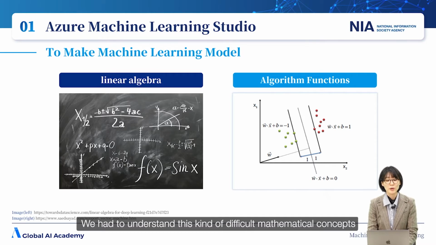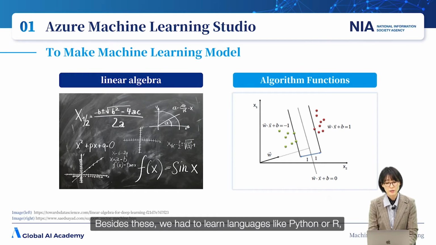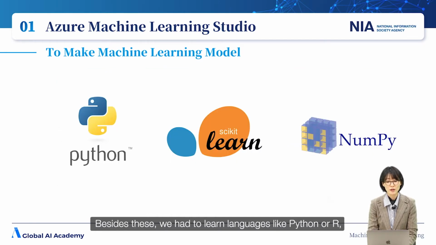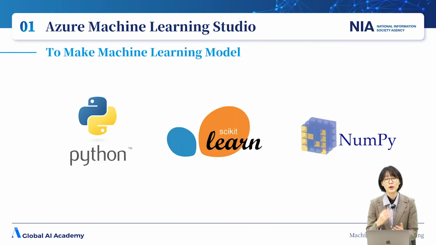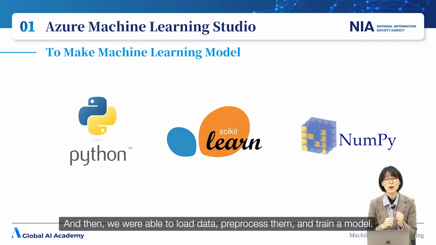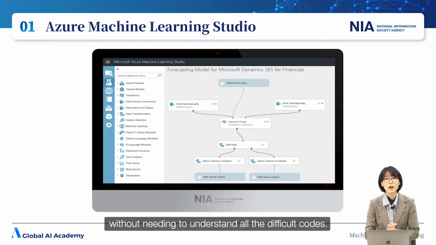We had to understand difficult mathematical concepts, such as linear algebra or algorithm functions, to be able to train machine learning. Besides these, we had to learn languages like Python or R. And we had to be capable of using complex libraries like scikit-learn, NumPy, or Pandas. And then we were able to load data, pre-process them, and train a model. However, with Azure Machine Learning Studio, we can load and pre-process data and try modeling without needing to understand all the difficult codes.